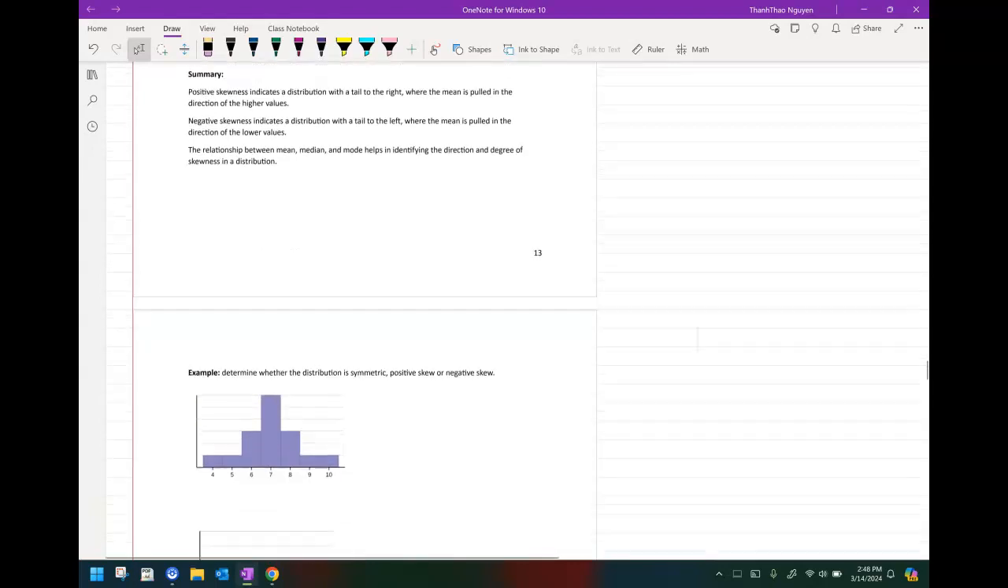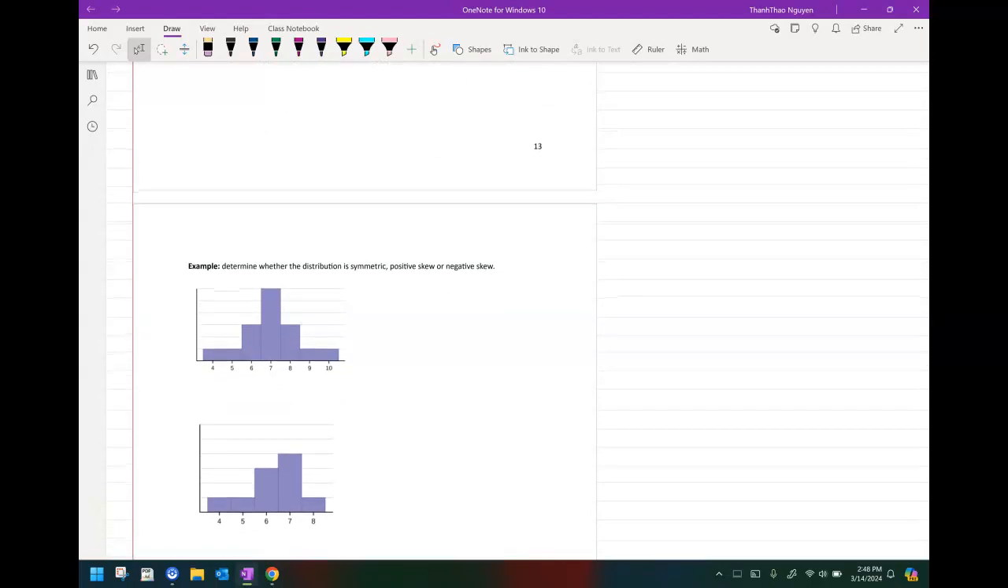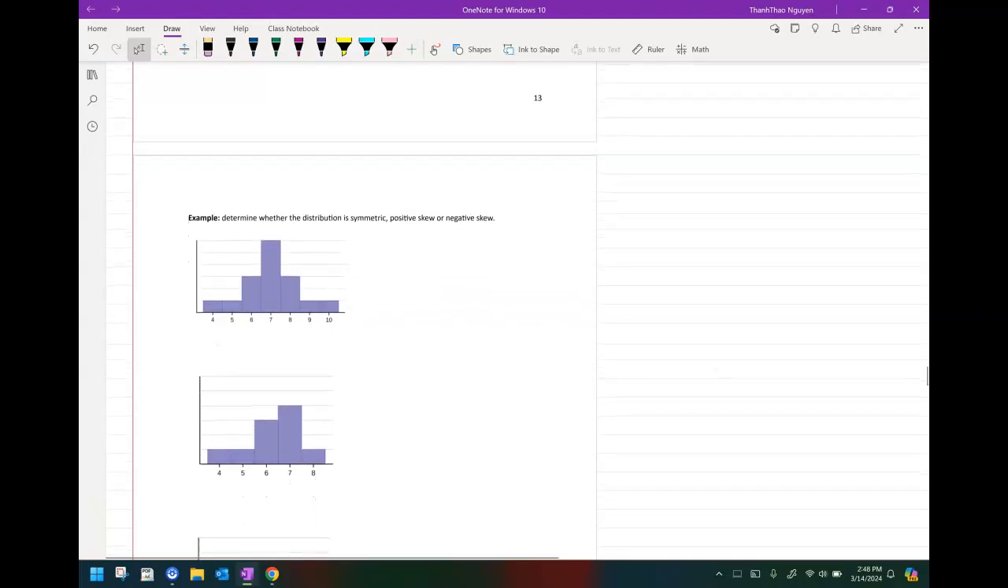So let's take a look at a couple of examples. Determine whether the distribution is symmetric, positive skew, or negative skew. Looking at the first case, as you can see, this is a perfect distribution. So we have a symmetric distribution.